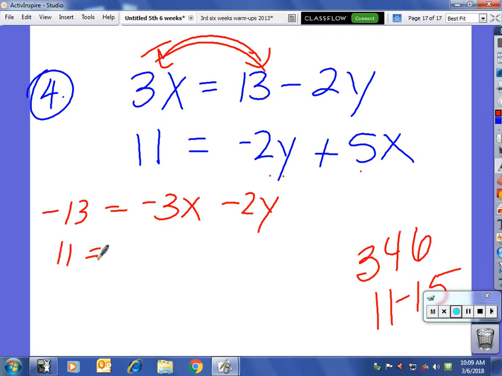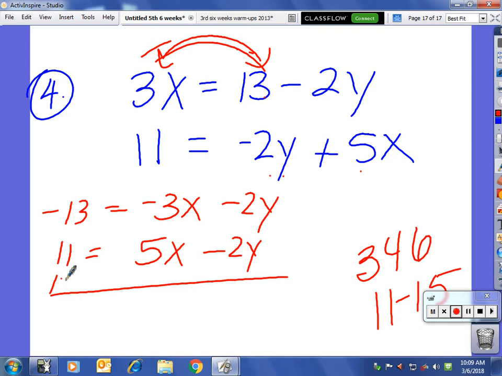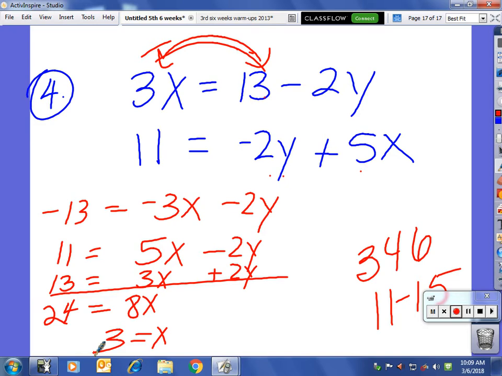Guys, hush. So 11 equals 5x minus 2y. Let's finish this one. I'm going to multiply the top one by negative 1. 13 equals positive 3x plus 2y. Now I'm getting 24 equals 8x. That looks better to me. X was 3, right?